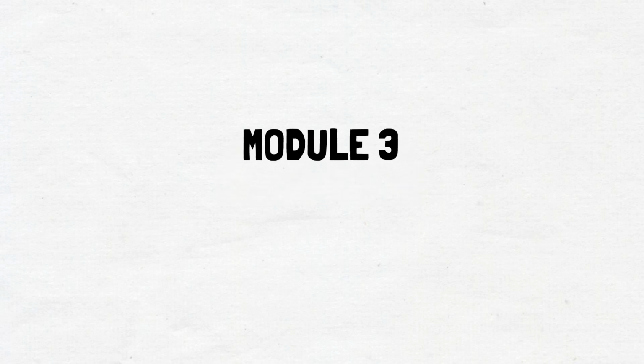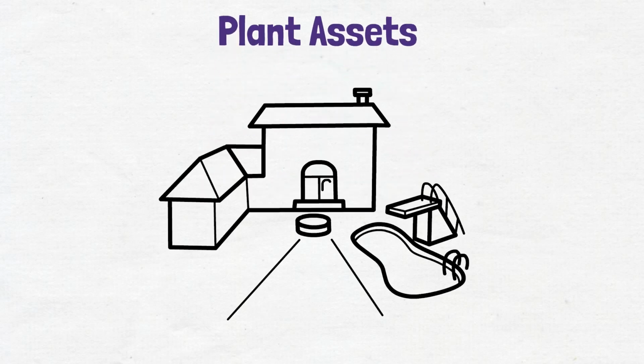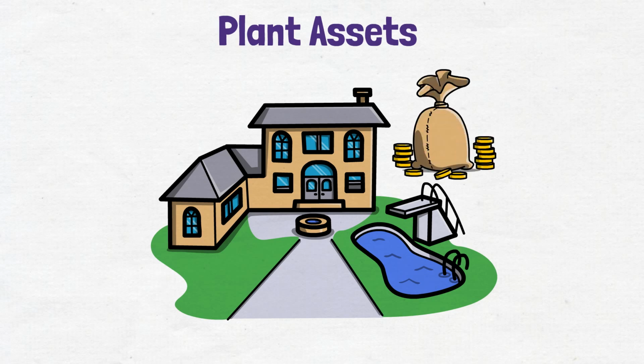Module 3. Asset classification. Plant assets. Plant assets are long-term tangible assets used by a business in its operations to produce goods or services. These assets are expected to benefit the business economically over more than one accounting period. As such, they are recorded on the balance sheet as long-term assets.